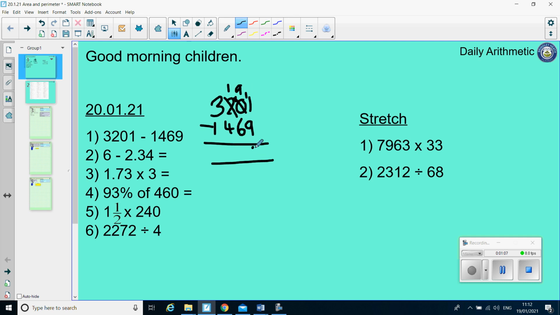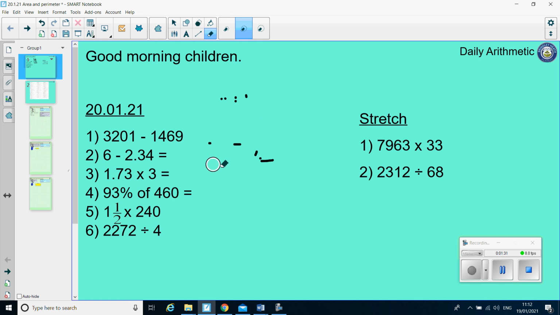11 take away 9 gives me 2, 9 take away 6 is 3, 1 take away 4, hold on a minute, I can't do that, so I've got to exchange again. 11 take away 4 is 7, 2 take away 1 is 1. So my answer is 1732.